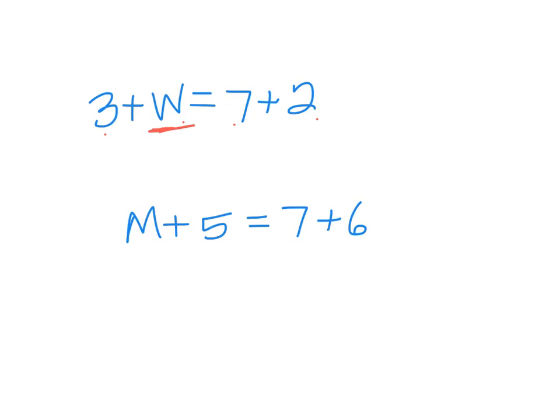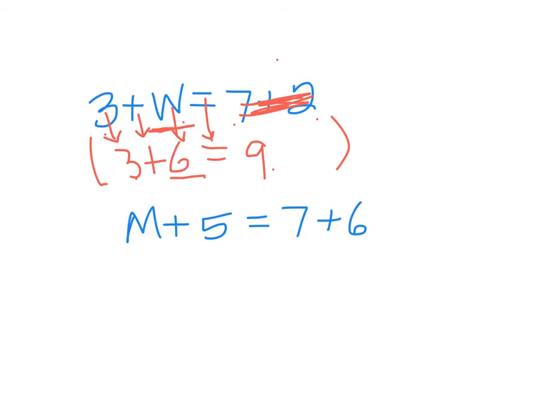And again, what you're going to do is 7 plus 2, that's equal to 9. So I'm going to rewrite this as a new equation. 3, notice I'm copying exactly, plus, just copying, w, which is a missing number, equals, that comes straight down. And instead of writing 7 plus 2, I'm going to make this easier by writing a 9 there. 3 plus blank equals 9. What number goes in the blank? 6, because 3 plus 6 is 9.